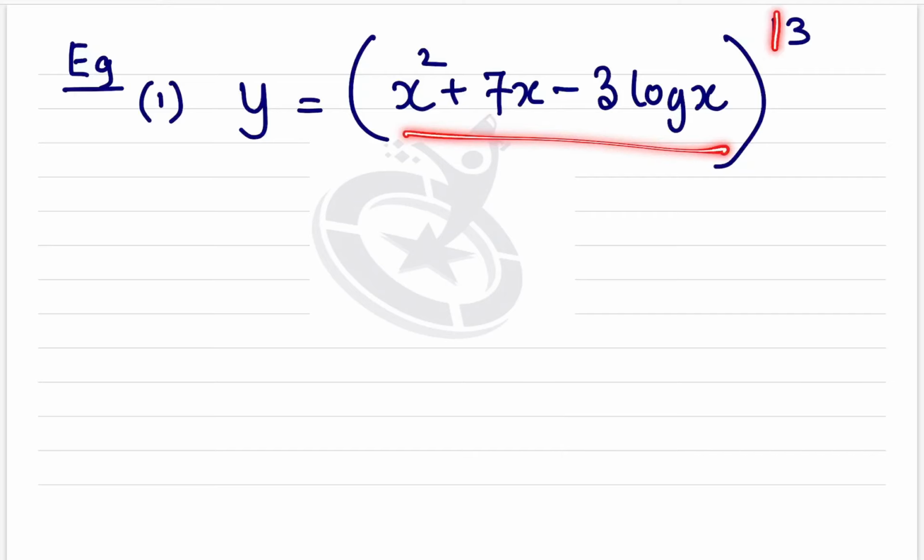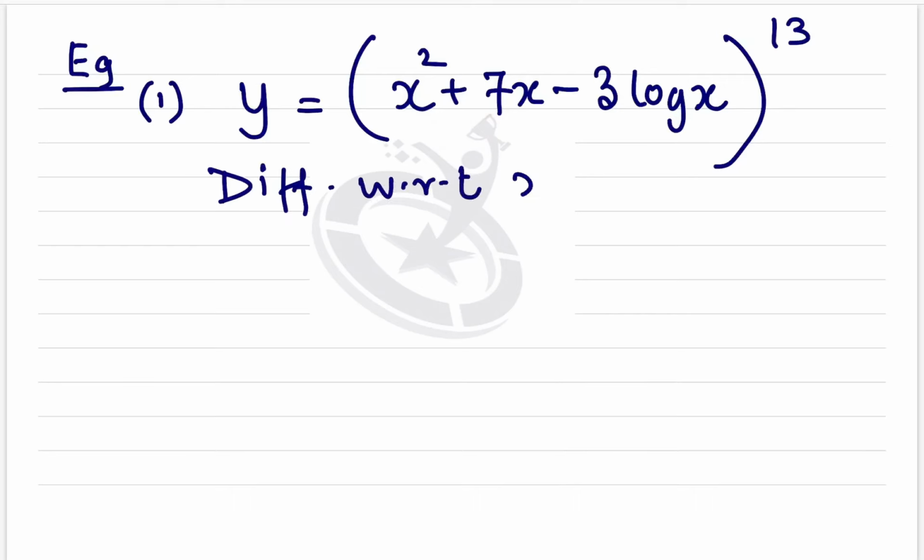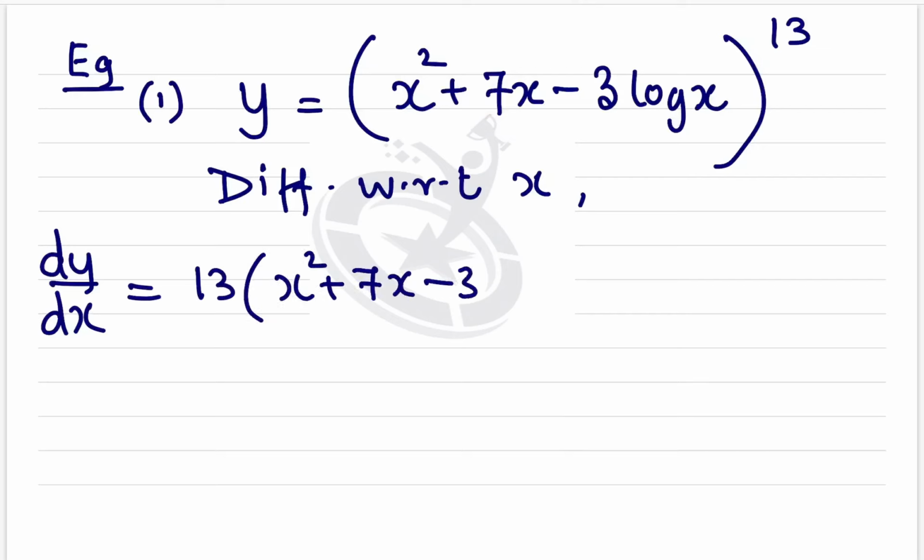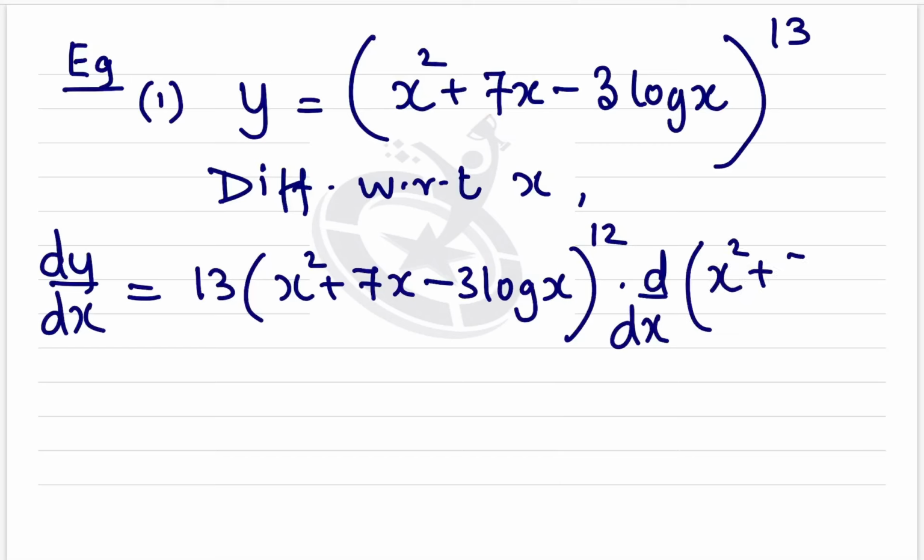What's the derivative of f of x raised to n? So it's going to be n into f of x raised to n minus 1 into derivative of f of x भी आएगा. उसमें ये f of x है. Clear? So let's solve this. We'll be writing this as differentiating with respect to x. So you get dy by dx will be equal to वो पूरा bracket f of x. It's going to be 13 into f of x is the whole bracket raised to 13 minus 1, 12 हो जाएगा, into derivative of that bracket भी आएगा. So into derivative of the bracket is x square plus 7x minus 3 log x.